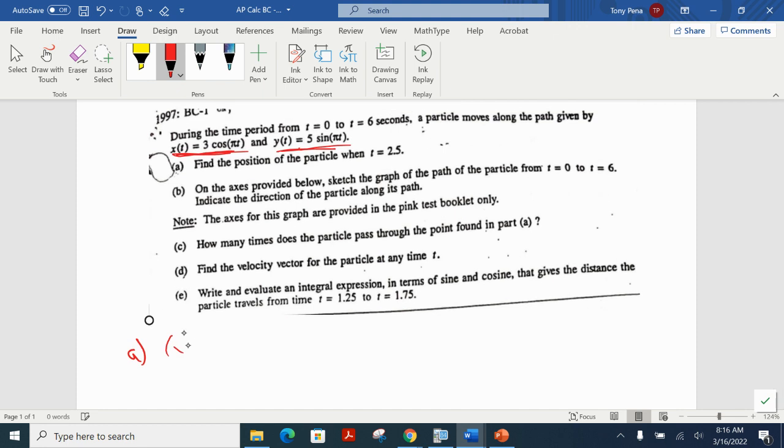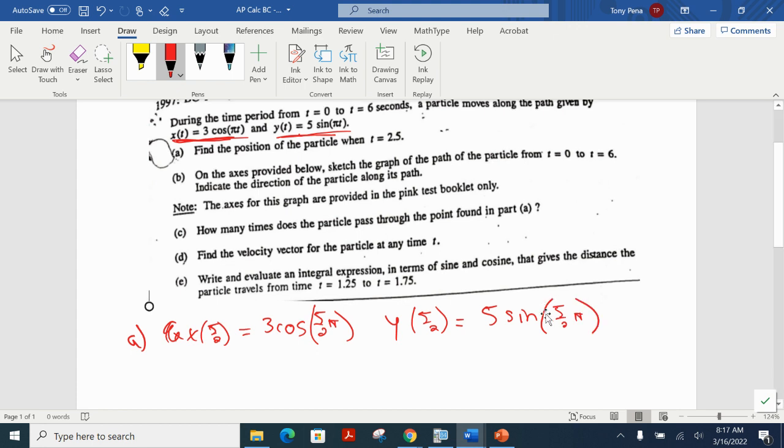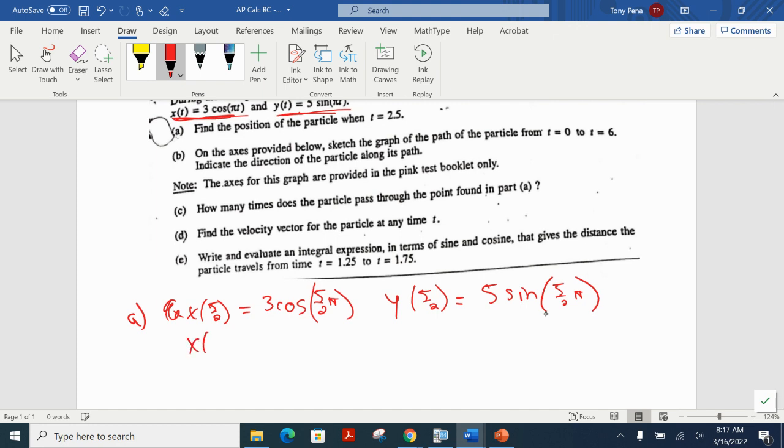So all we really want is what is my x position at 5/2 or 2.5. So that means I really want 3 cosine of 5 pi. Then I want the same thing for my y position at 5/2. So that would be 5 sine of 5/2 pi. And then whatever that evaluates to be, those are going to be our positions.